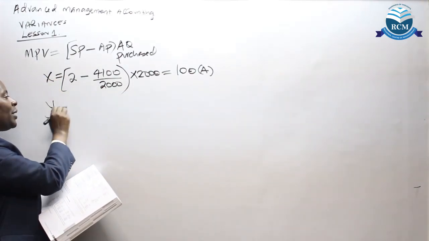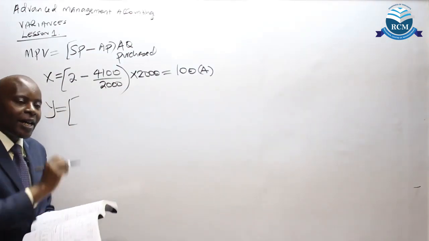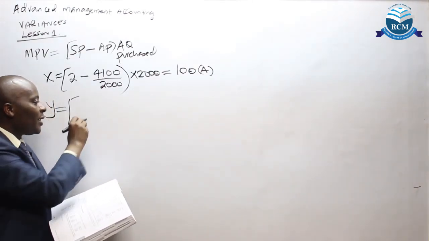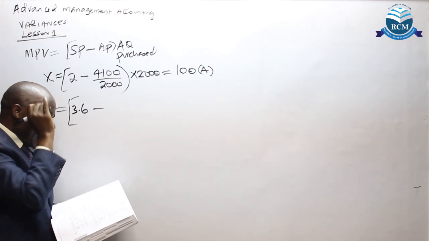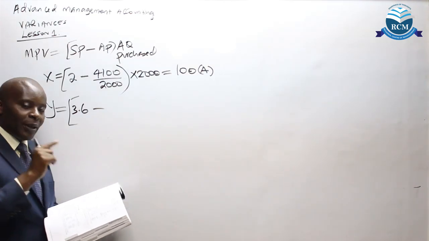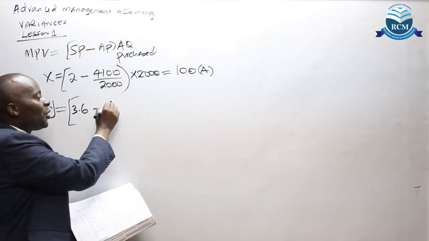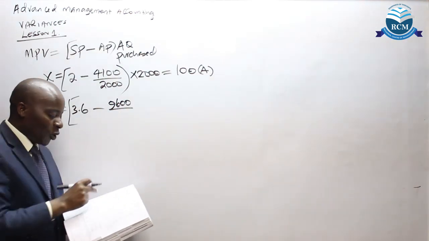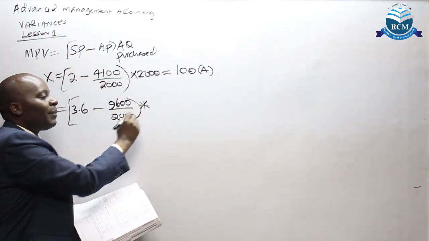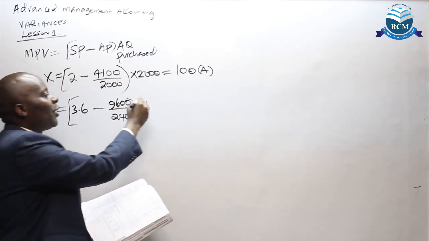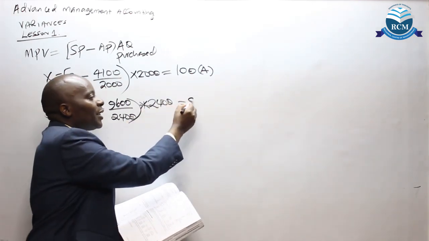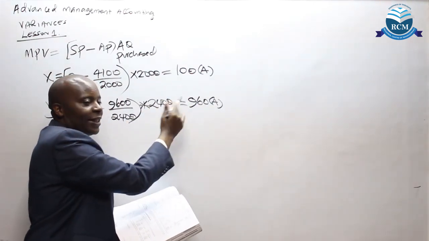We go straight away to material Y, using the same formula. The standard price per kilogram of material Y is 3.6, minus the actual price of material Y, which has to be calculated. To get the actual price, we take 9,600, which was used to buy how many kilograms in total? 2,400 kilograms were bought. Outside here, multiplied by the actual quantity purchased, 2,400. Then this will give us what figure? 960 adverse. This is how you organize it in a table.